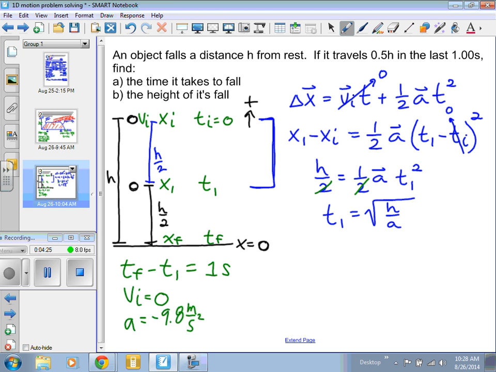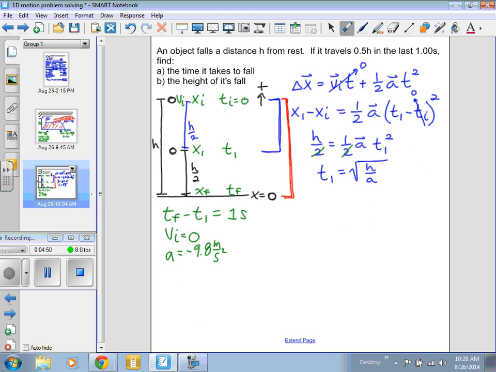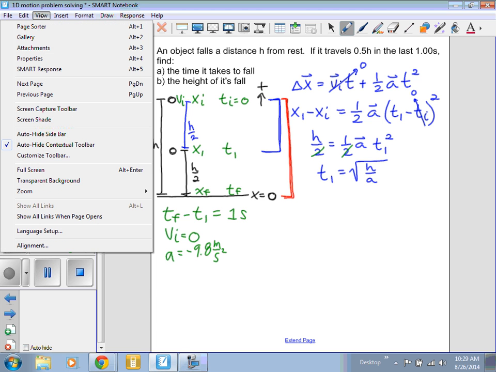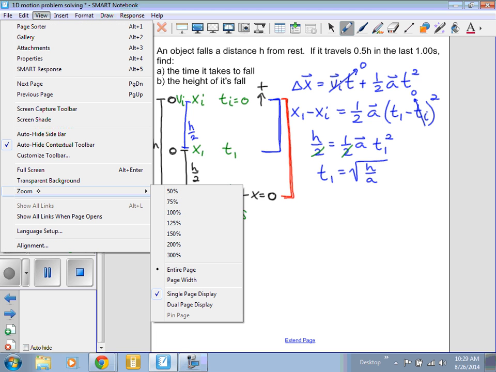We could look at the bottom portion of motion. The problem with that is that we don't know how fast the object is going when it hits h over 2. And so instead, I'm going to expand and look at this portion of motion together and make an equation for that portion of motion, because I know the initial velocity is equal to 0. So when we're looking at that portion of motion, we know that, let me change this real fast.